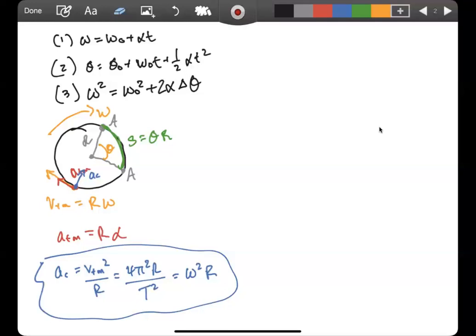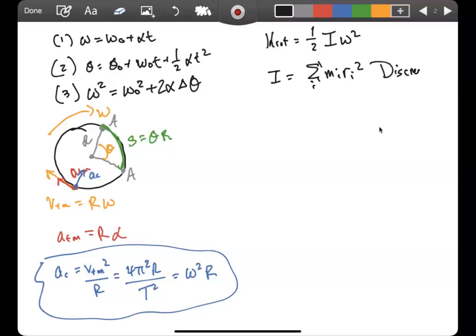kinematics. So next up, we have rotational kinetic energy. For rotational kinetic energy, this turns out to be 1/2 I omega squared, where I is what's known as the moment of inertia, which is equal to the sum over i of m_i times r_i squared. And this is only true for discrete objects, or at least objects where we could sum all of them together because we already know the moments of inertia.